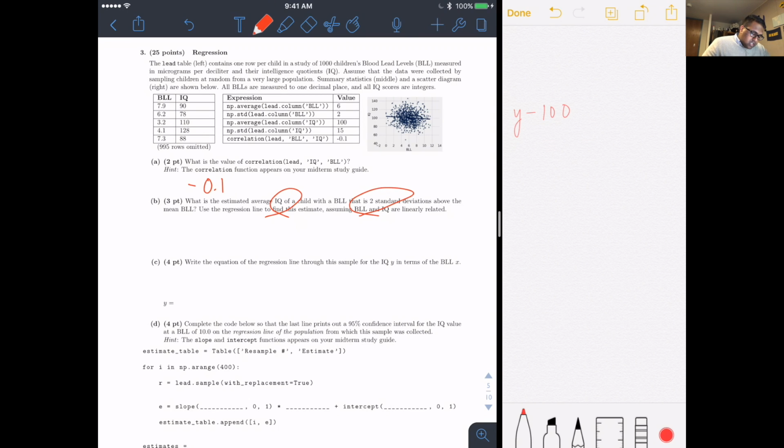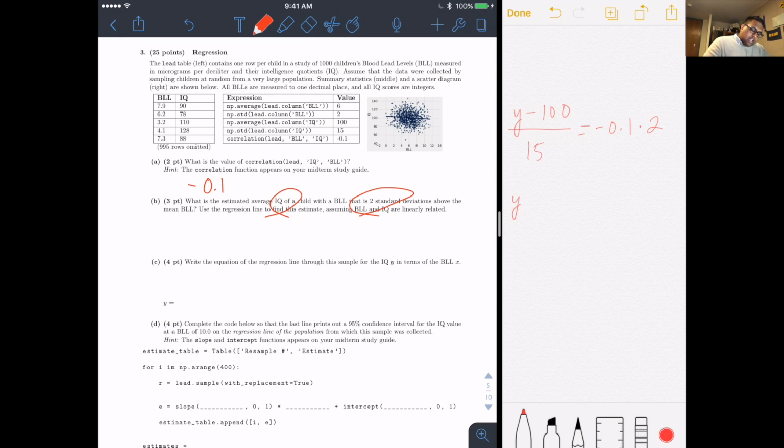Sorry, not 100. Yeah, it is 100. Over the standard deviation of Y, which is 15. That is equal to the correlation coefficient, negative 0.1, times X in standard units, which is 2. Right, so now we want to solve for Y, and that will give us our estimated average IQ.